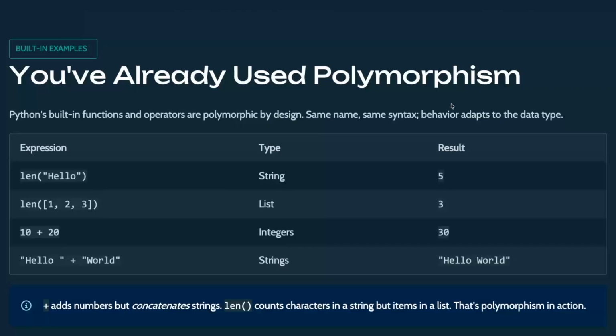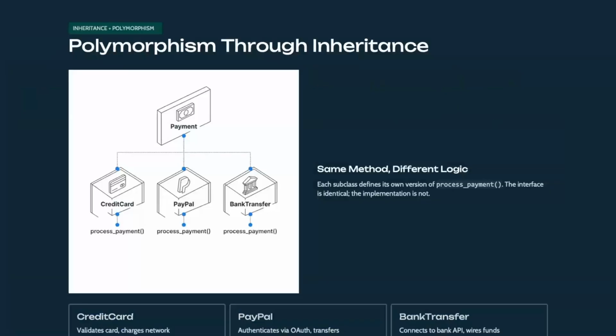Now let's see how polymorphism works in object-oriented programming. Imagine we're building an online payment system. We have a parent class called Payment. Then we have three child classes: CreditCard, PayPal, and BankTransfer. All of them have a method called process_payment. The method name is identical, but the implementation is different. A credit card payment needs card validation. PayPal requires authentication. A bank transfer may require communication with the bank API. Same method, different logic. That's polymorphism through inheritance. Now, let's have a look at polymorphism through code.